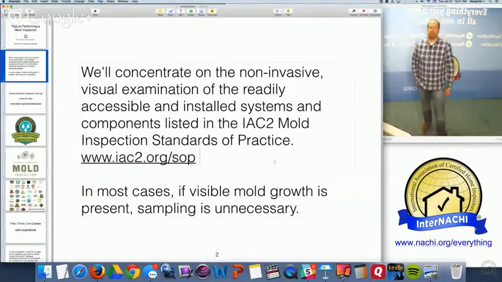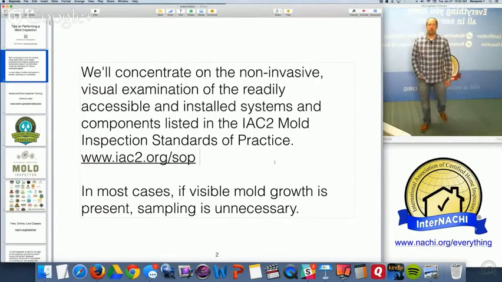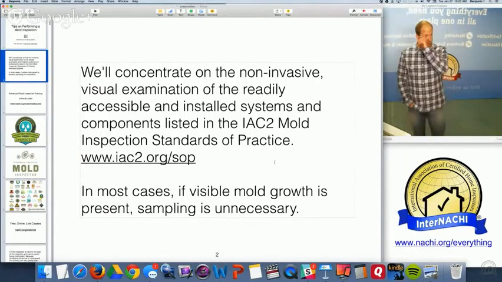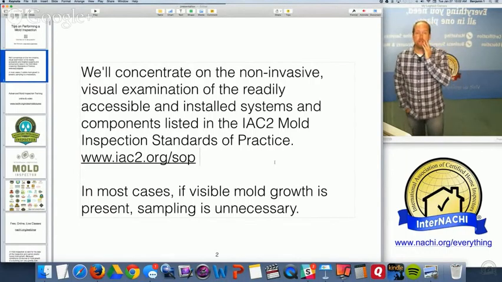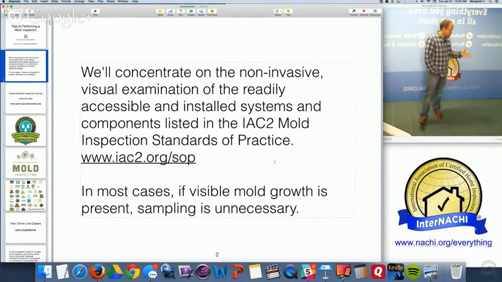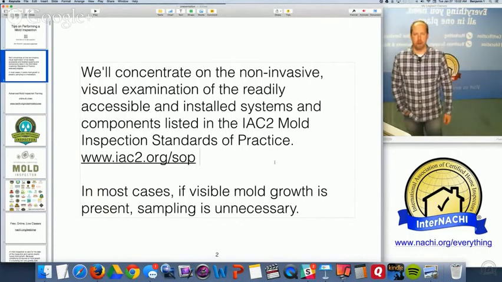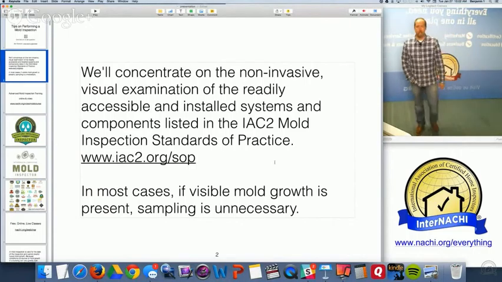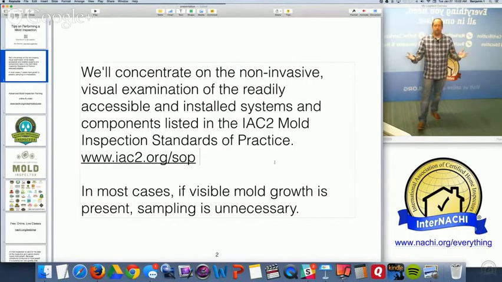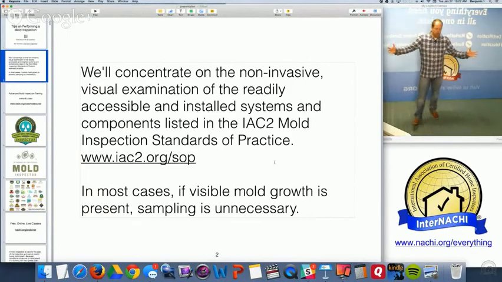So in most cases, if visible mold growth is present, sampling is really unnecessary. And that's really true. That's what basically the EPA and a lot of experts say. If you see indications of visible mold growth, and there's moisture intrusion, a moisture problem, then you really don't have to sample. If it's small, EPA says around 10 square feet or smaller, then the homeowner can basically clean it up. If it's bigger than that, you should probably hire a professional.